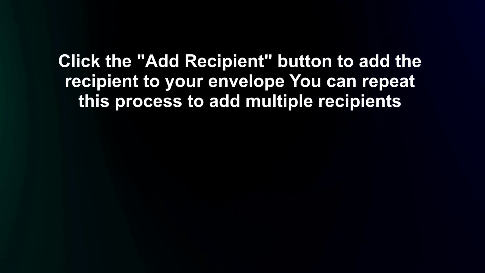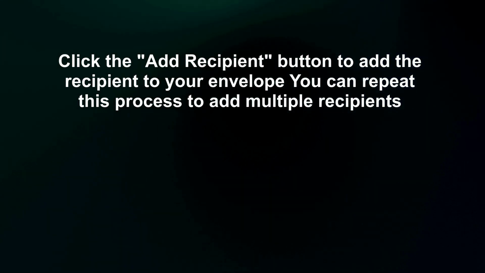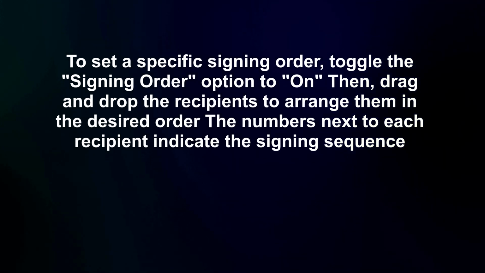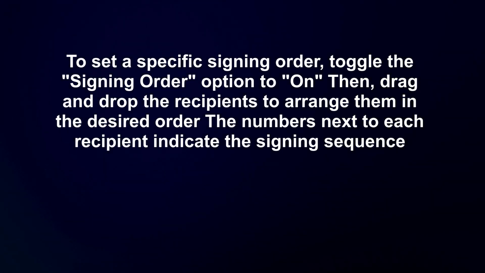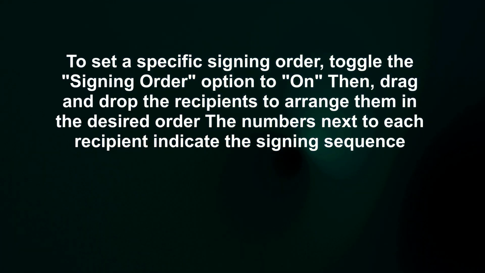Click the Add Recipient button to add the recipient to your envelope. You can repeat this process to add multiple recipients. To set a specific signing order, toggle the signing order option to on, then drag and drop the recipients to arrange them in the desired order. The numbers next to each recipient indicate the signing sequence.